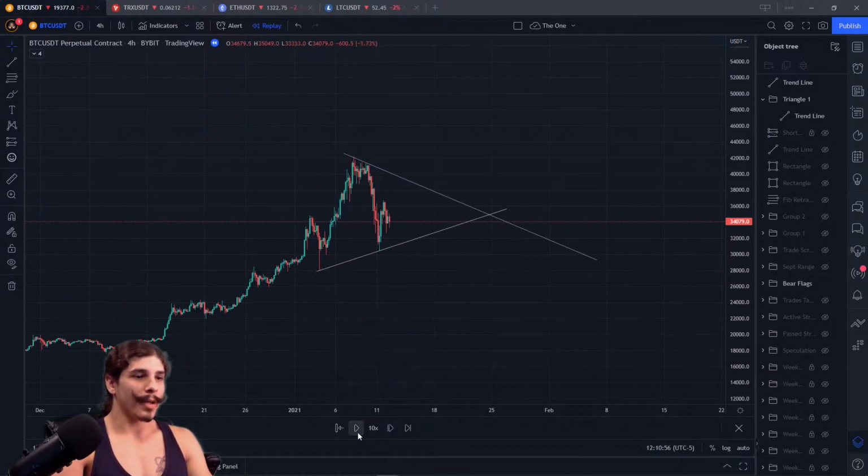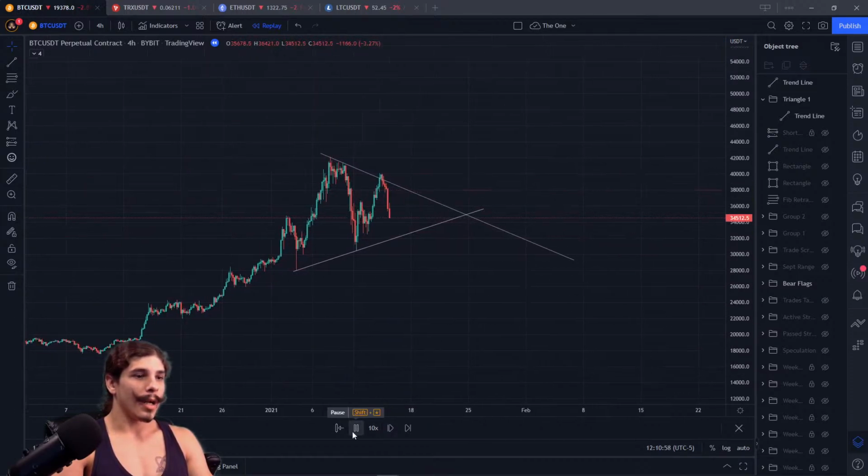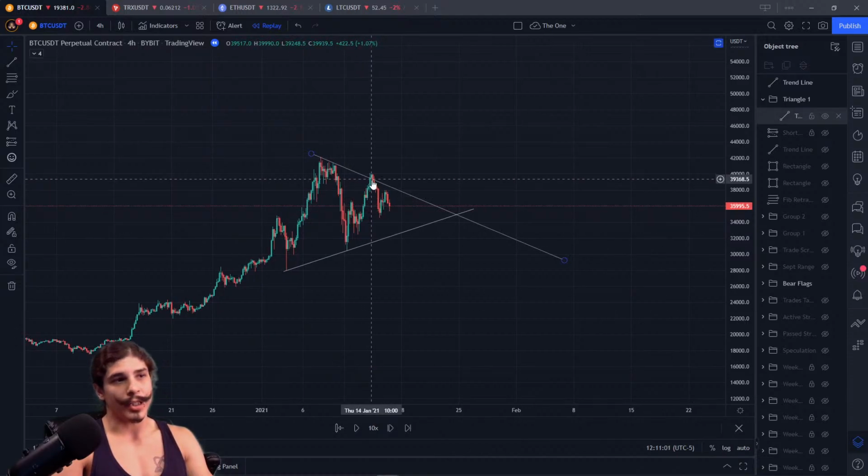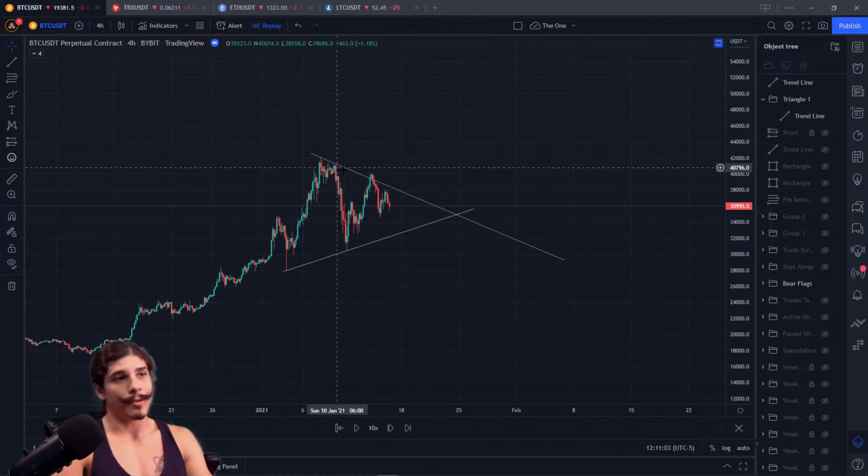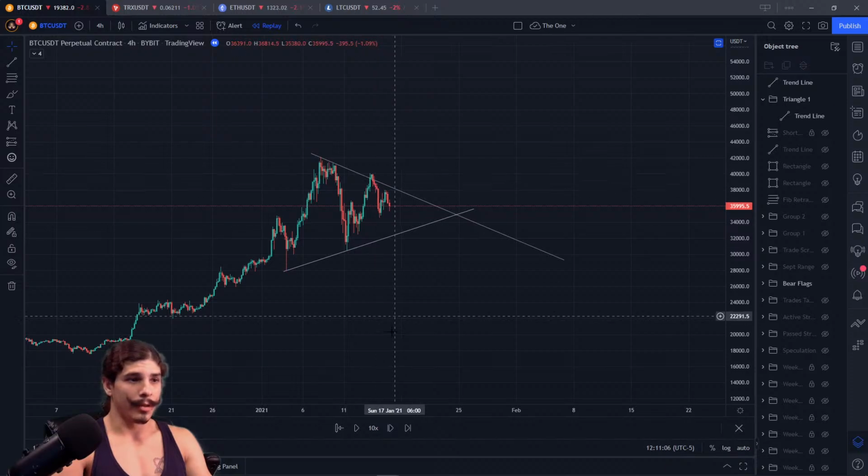So now if we press play on the replay here, we got it going pretty quickly. We can see price gets a rejection from here. Okay, so that's going to be, we have two touches here. This is going to be the third touch for a rejection.